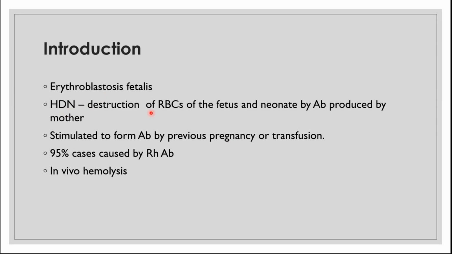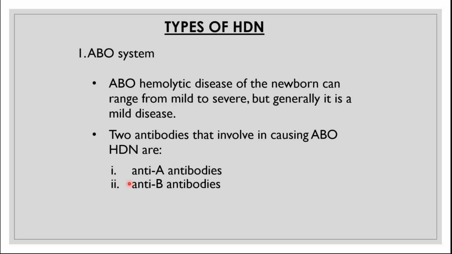HDN is the destruction of RBCs of the fetus and neonate by antibody produced by the mother, stimulated to form antibody by previous pregnancy or transfusion. 95% of cases are caused by rhesus antibody and happen in vivo. In vivo hemolysis, dalam badan.